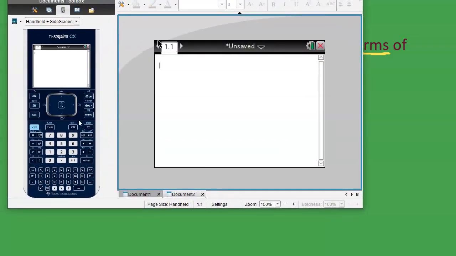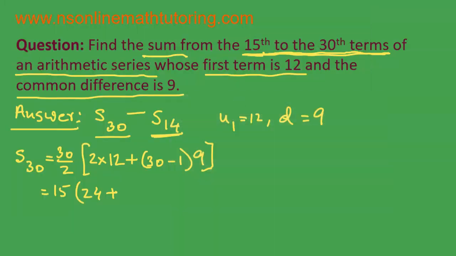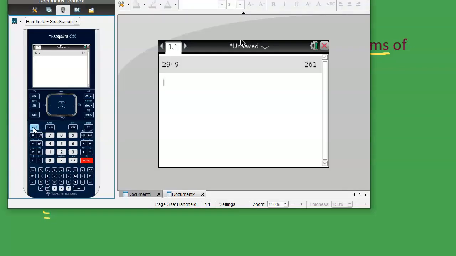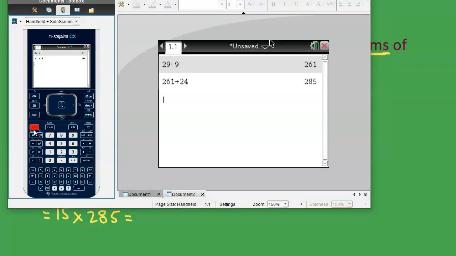29 times 9 is 261. And what is 261 plus 24 equal to? It is 285. So 15 times 285, which is equal to 4275.